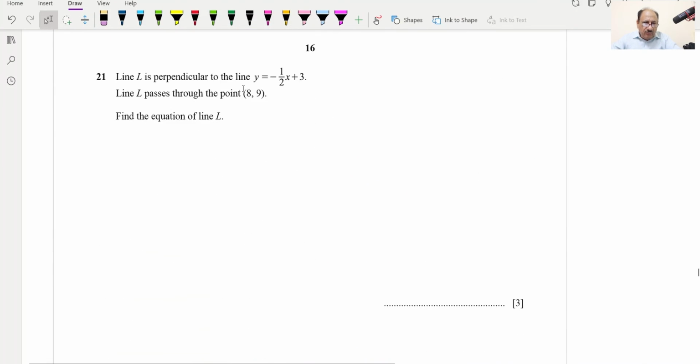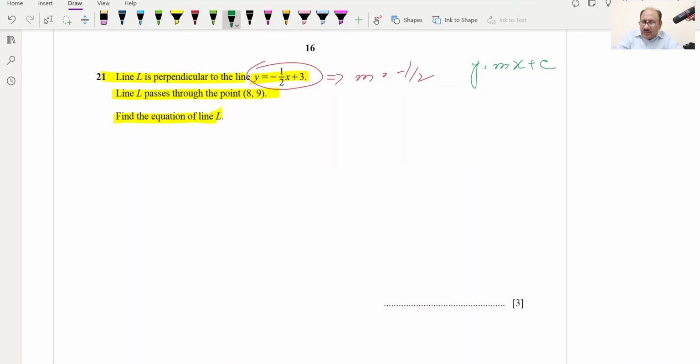Now question number 21. Question 21 says line L is perpendicular to the line, this one. Line L passes through the point 8 and 9. Find the equation of the line L. So first of all we will take the gradient of this line, and gradient of this implies m will be equal to minus 1 by 2, because we are having equation y is equal to mx plus c, and m is the gradient which is minus 1 by 2 over here, that's why we have taken minus 1 by 2.